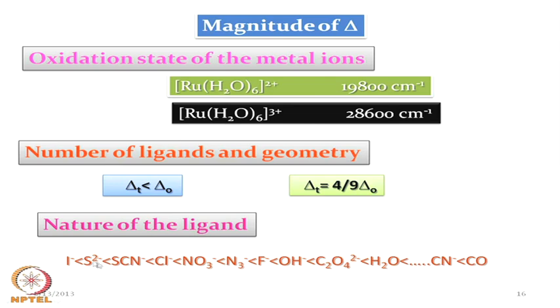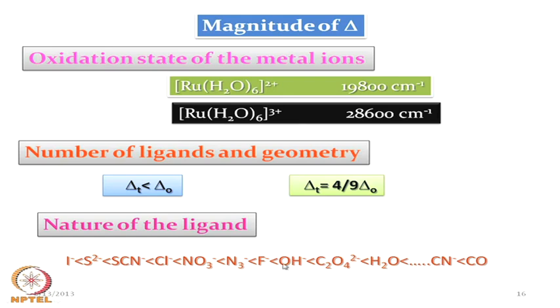So, if we put sulphide and thiocyanate, sulphide will be less than thiocyanate, and this is basically incorporated between I minus and Cl minus. So, they have intermediate strength of crystal field between I minus and Cl minus. Between Cl minus and F minus, we have these two, that means NO3 minus, the nitrate ion, and the azide ion.